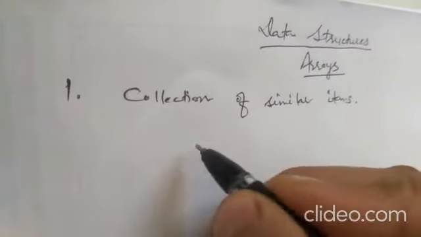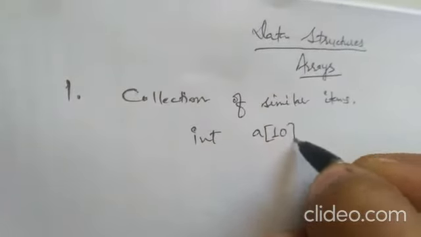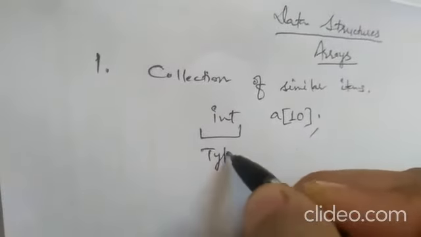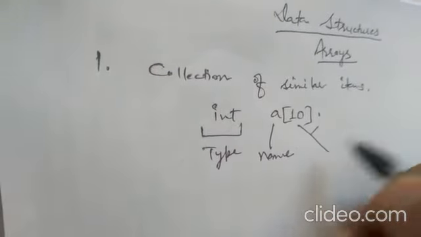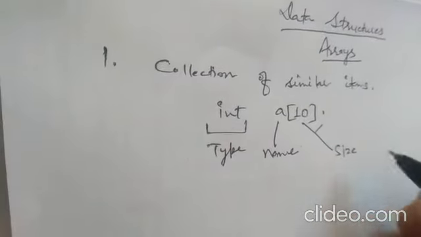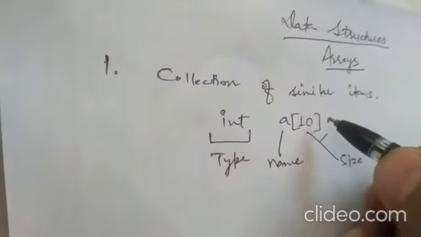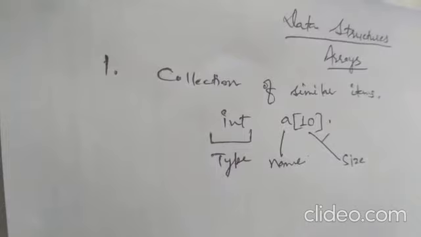So how can we declare an array? We simply write int a[10]; What does it mean? Here is the type, here is the name of the array, and here is the size of the array. These are square brackets, and this will be the same forever. You have to use square brackets only, right? That's a part of the syntax. So this is how we have declared an array.